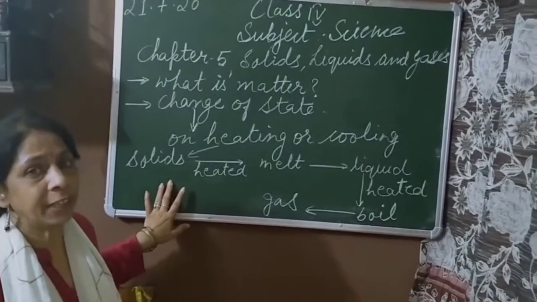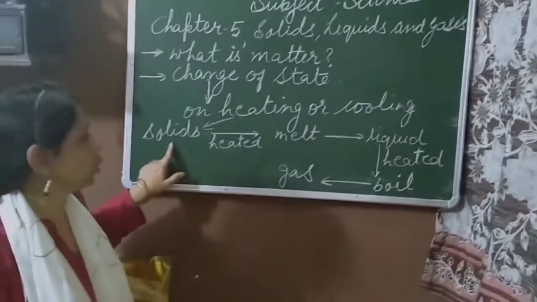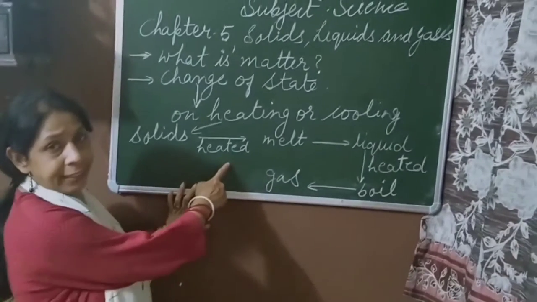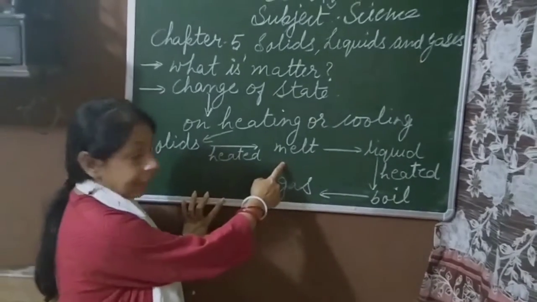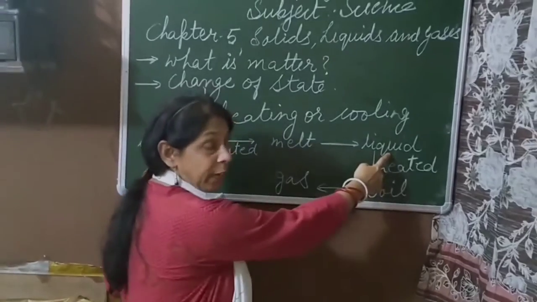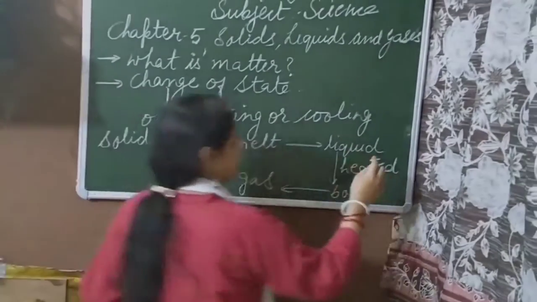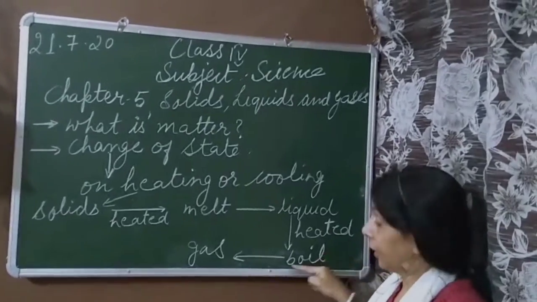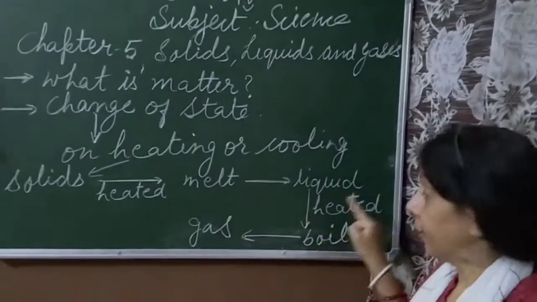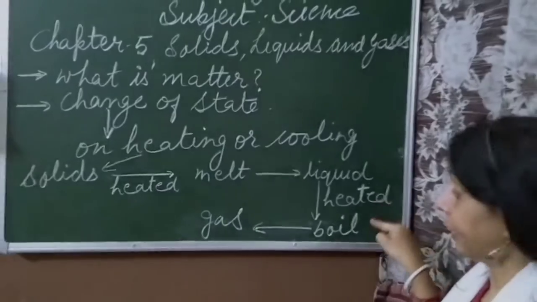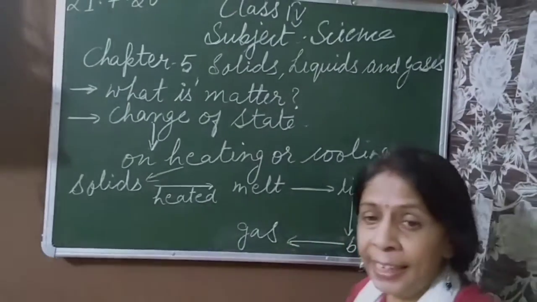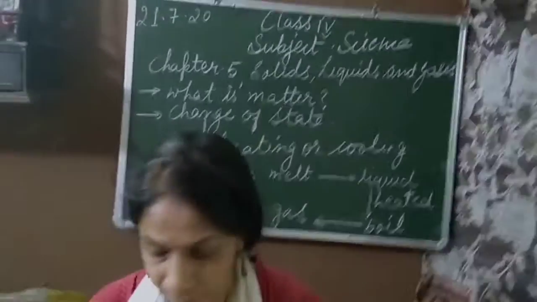Let me explain what happens when solids are heated. When solids are heated, they melt and turn into liquid. Further, when liquid is heated, it is boiled and turns into gas. Let me take one example.